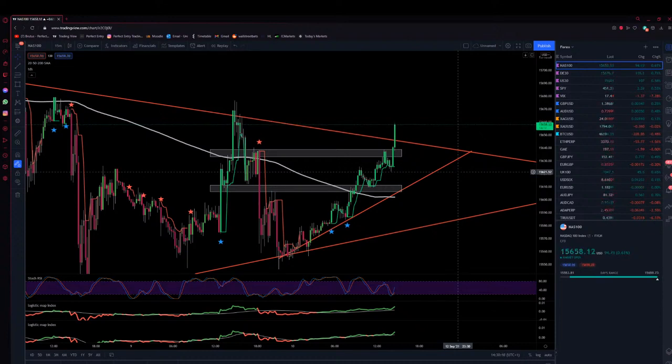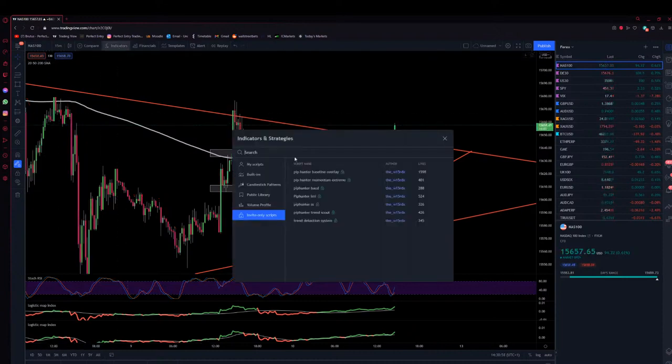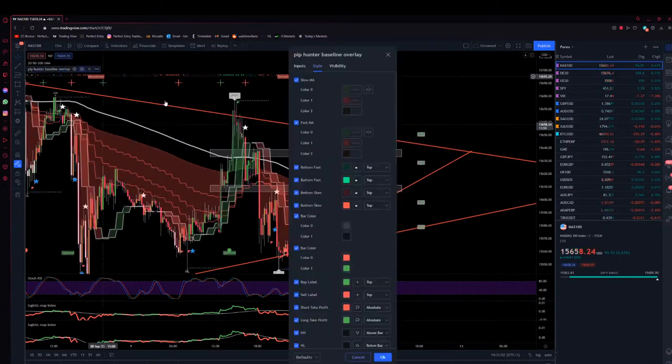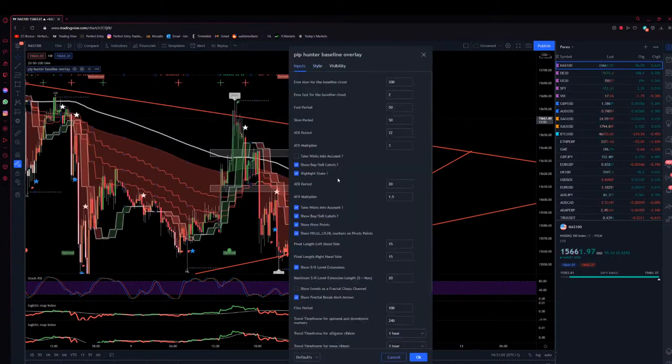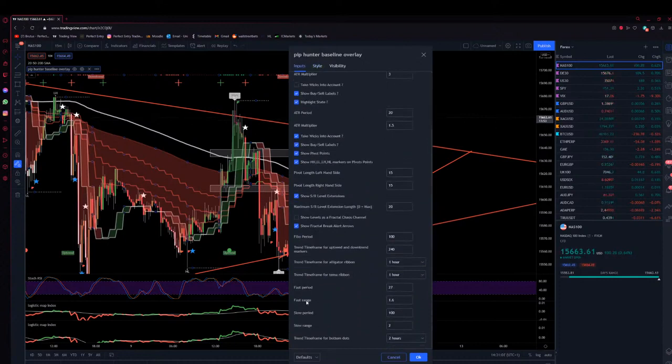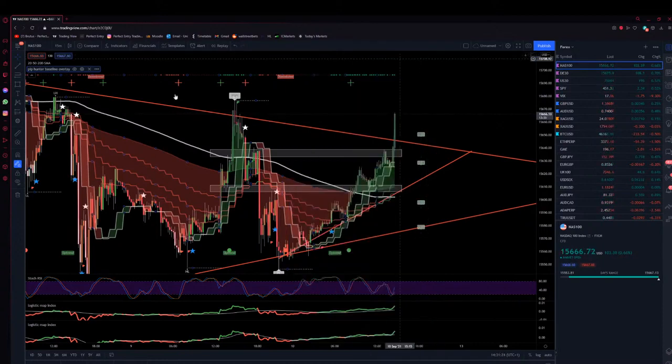Is it possible to limit the amount of stars on the baseline overlay? So the baseline overlay, I'll just get rid of the TDS. I know there's a lot going on. If you mess around with the fast period, fast range, slow period, and slow range, if you edit these, then you can essentially change the sensitivity of the stars being printed on the baseline overlay. So that would be how you alter that for the baseline overlay.